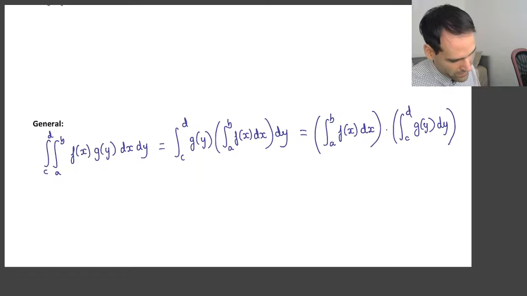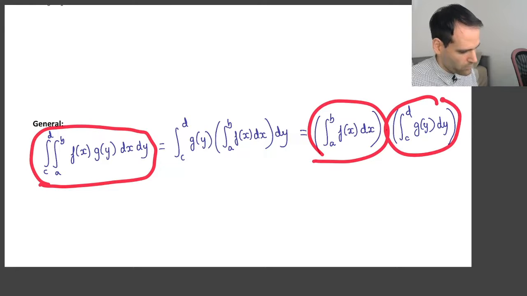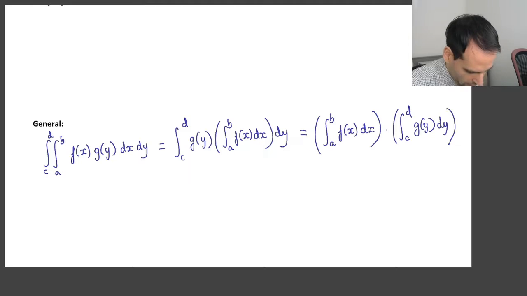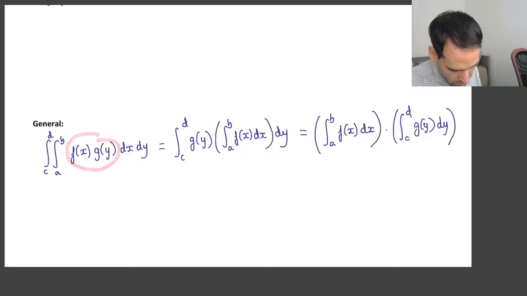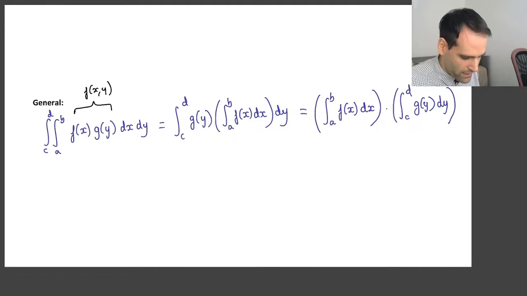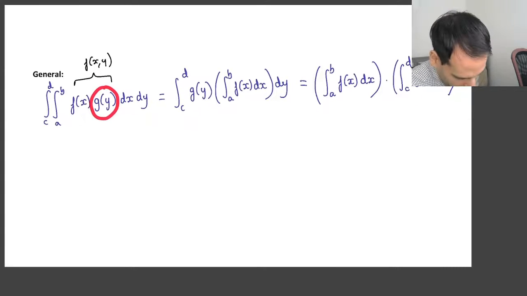Okay, so that is the separation of double integrals. We started with a double integral and we end up with a product of two simple integrals. And this can only happen when the integrand, what we usually call f of x y, can be written as a product of a function of x times a function of y. Let me write you some examples.